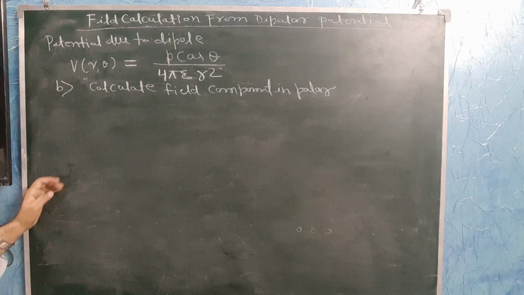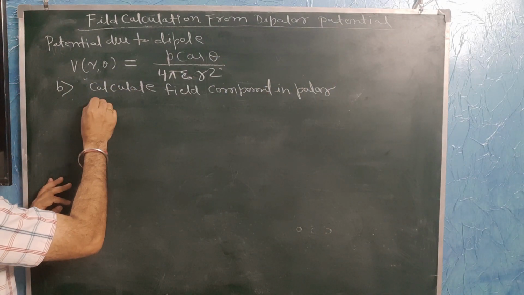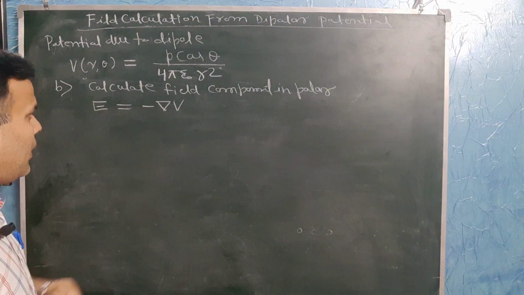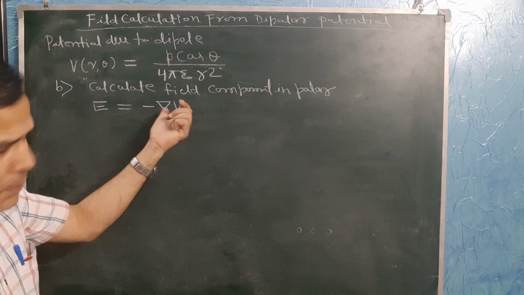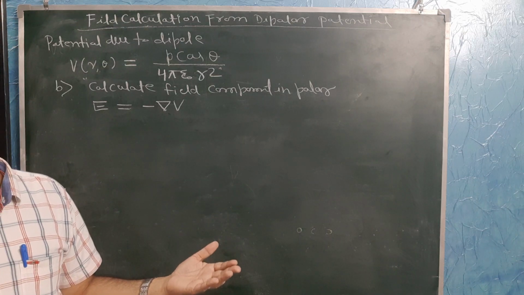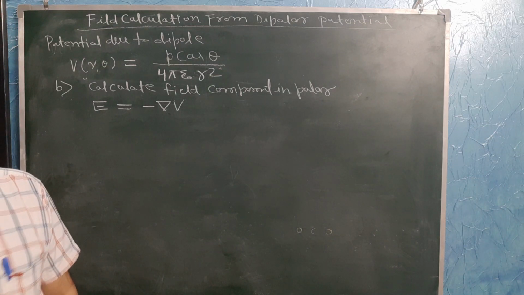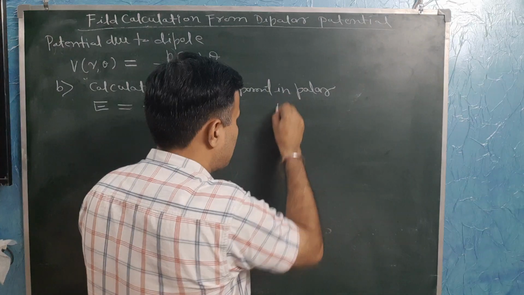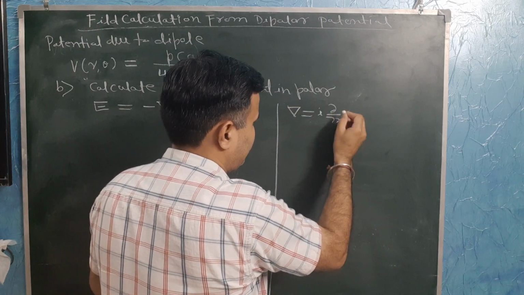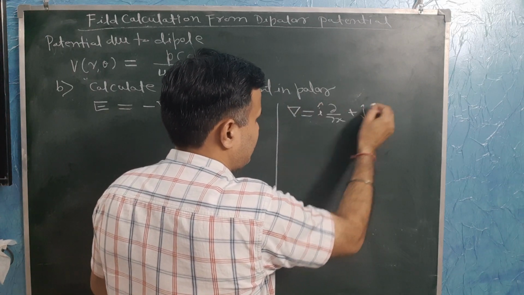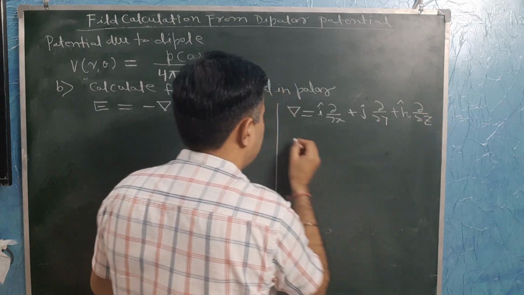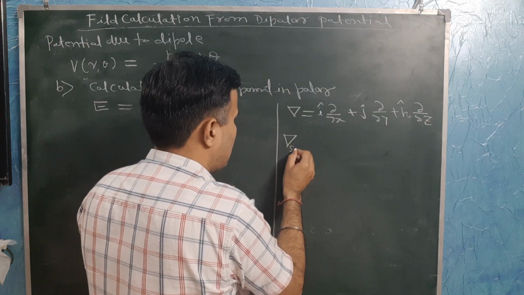So again, we have a ready-made relation, which is that the electric field is the negative gradient of potential, and this del in Cartesian has a different profile, and in cylindrical or spherical coordinate systems we have different profiles. So what is the profile of del? Let me just rewrite. This del is simply i cap del by del x plus j cap del by del y plus k cap del by del z.